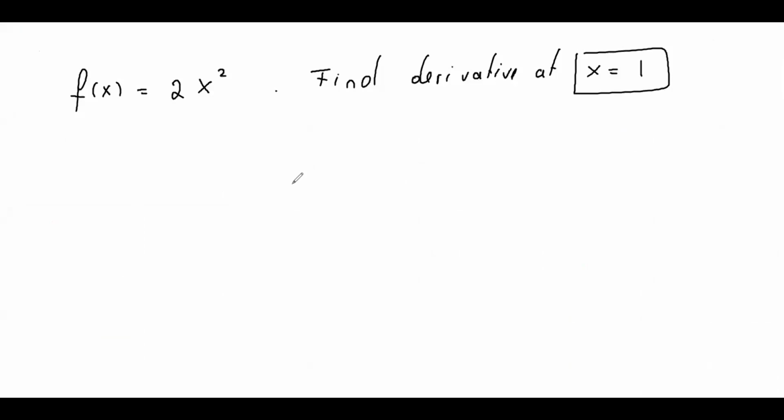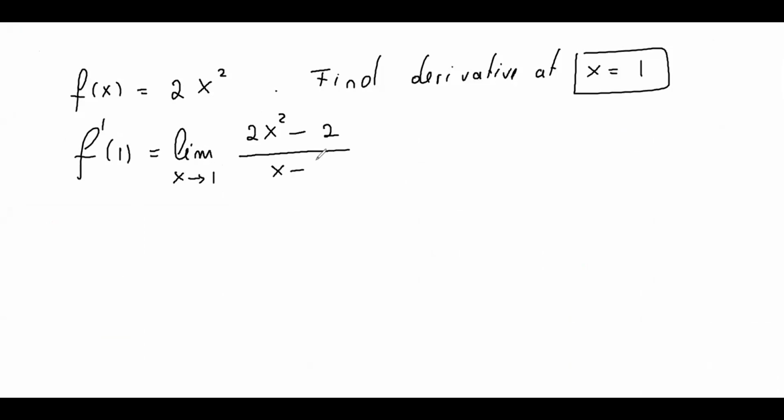So I'm going to calculate, folks, f prime of 1, which is the limit as x approaches 1, we said, so it will be 2x squared minus 2 (since f of 1 is 2, right) divided by x minus 1, and that's going to be 2 times, factoring out the 2 at the top, 2 times x squared minus 1 over x minus 1, the limit as x approaches 1. I'm just going to carry this and I'll put the limit at the end.